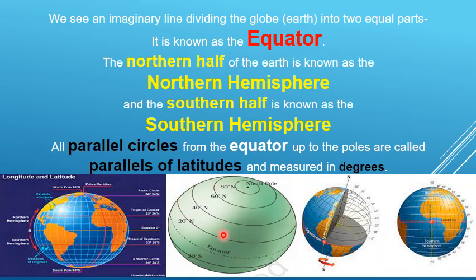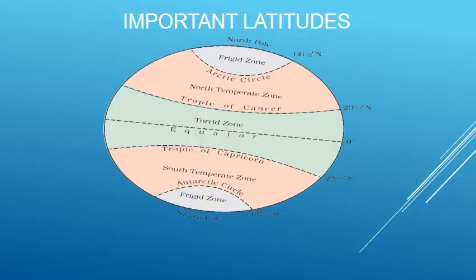Some important latitudes are shown here: 20 degrees north, 20 degrees south, 40 degrees north, similarly 40 degrees south, the same up to the North Pole and South Pole, where it is 90 degrees north and 90 degrees south. Let us revise important latitudes.